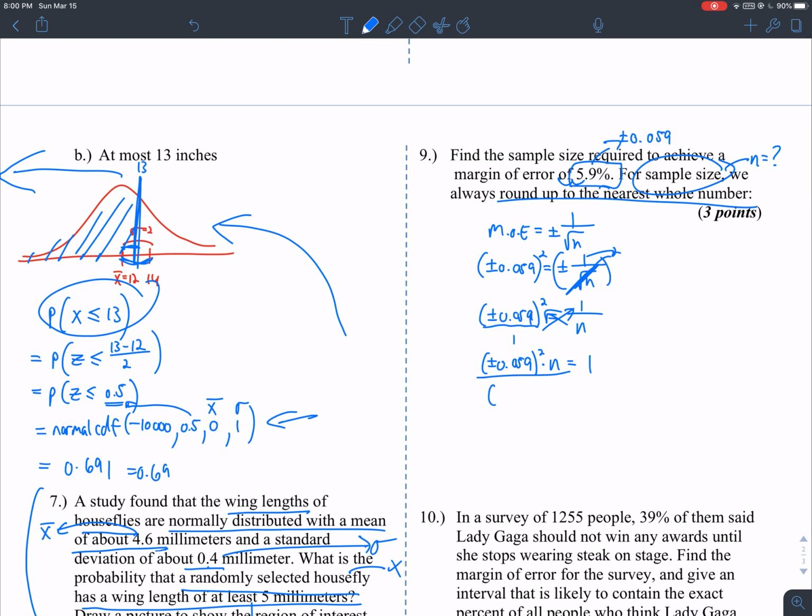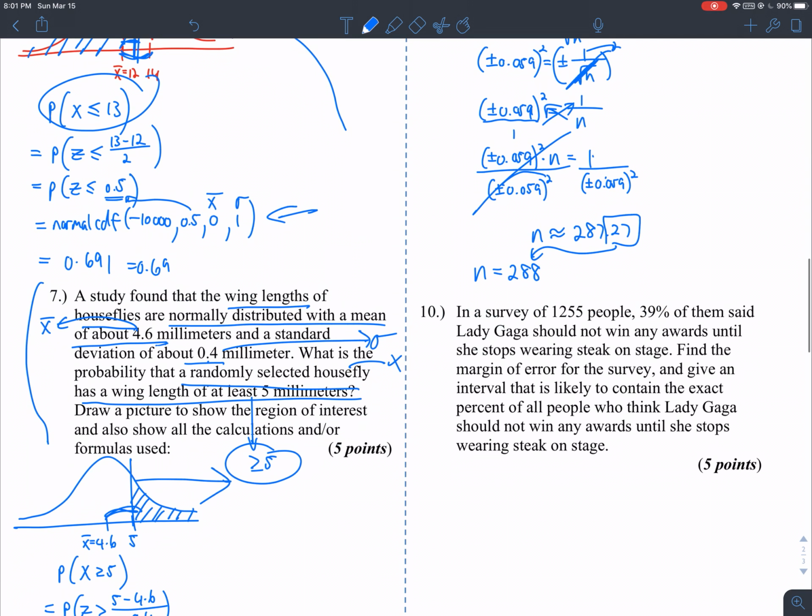Okay, and really I shouldn't have to write plus minus all the time, because if I square a plus or a minus, I get a plus. But in any case, I'll keep it like that. So what you get here is plus minus 0.059 squared. So n is approximately 1 over that number. And if you do that calculation, you get 287.27. So you say n must be 288. Okay? We round this up to the nearest whole number.